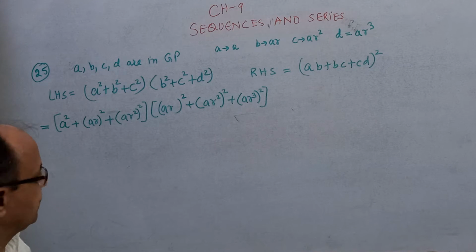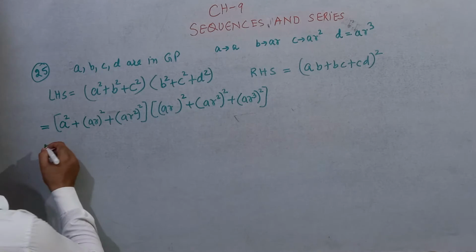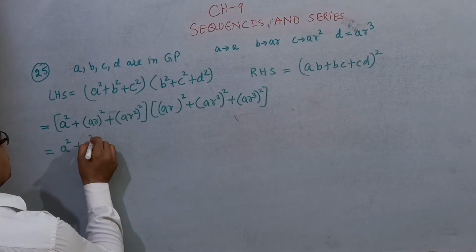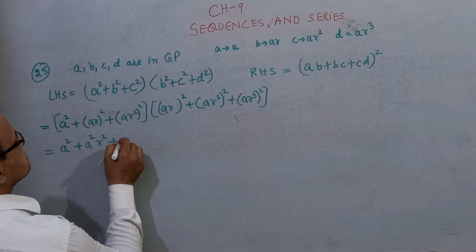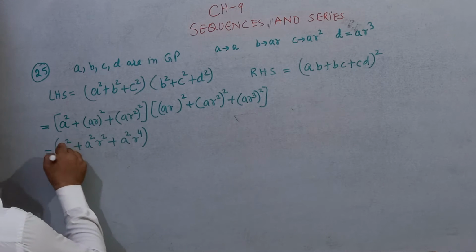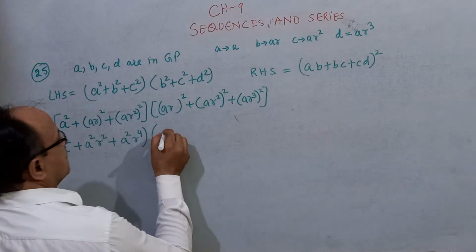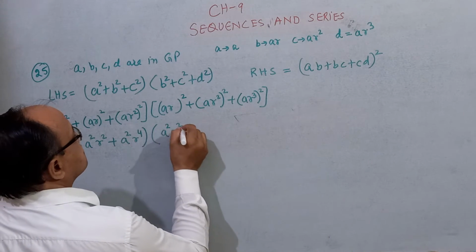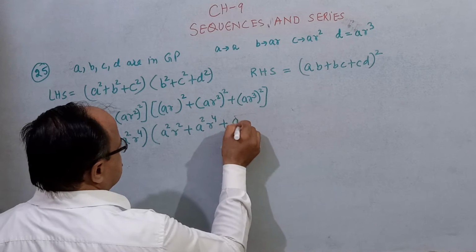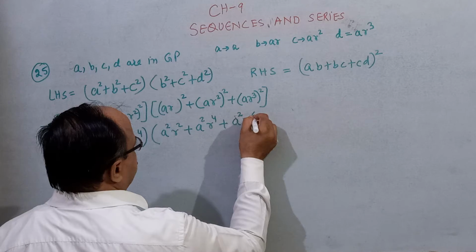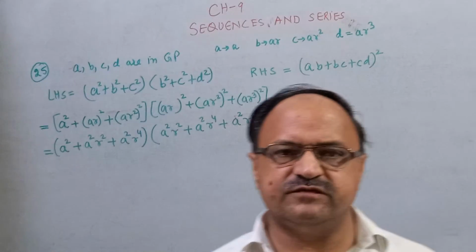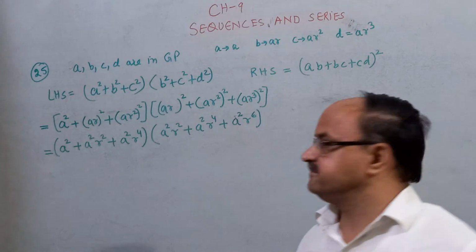Right? Now simplify the left hand side. A square plus A square R square plus A square R4. Here A square R square plus A square R4 plus A square R to the power 6. Right? You can just put the value of A, B, C, D and then simplify.